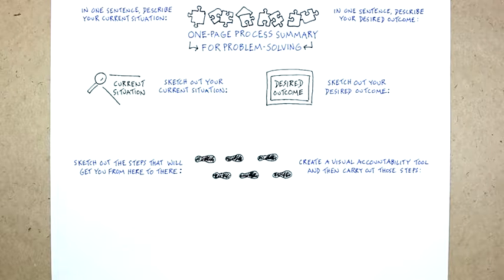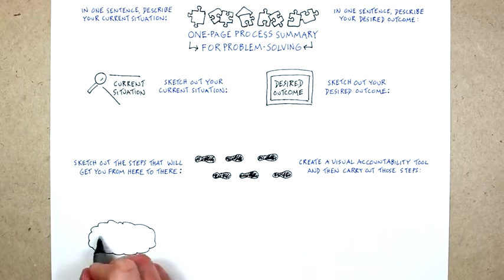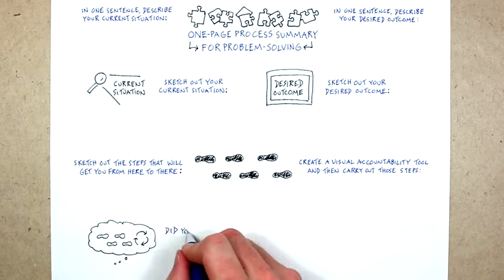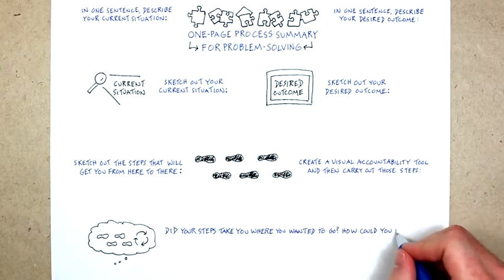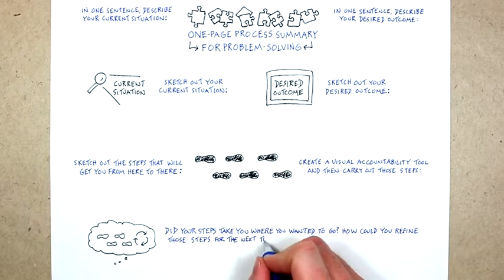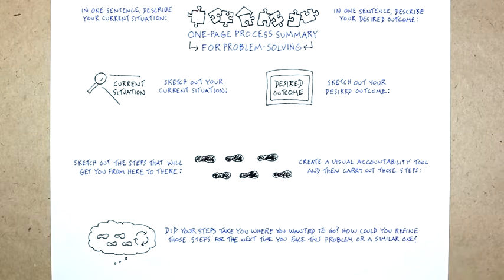Now, no matter how much planning and prep you do, where those steps ultimately take you may or may not be your desired outcome. In stage 5, you ask yourself the question, did your steps take you where you wanted to go? And how could you refine them for the next time that you face this problem or a similar one? This final stage of reflection and refinement is the easiest to overlook, but it's also the most important one for continual improvement of your problem-solving process.